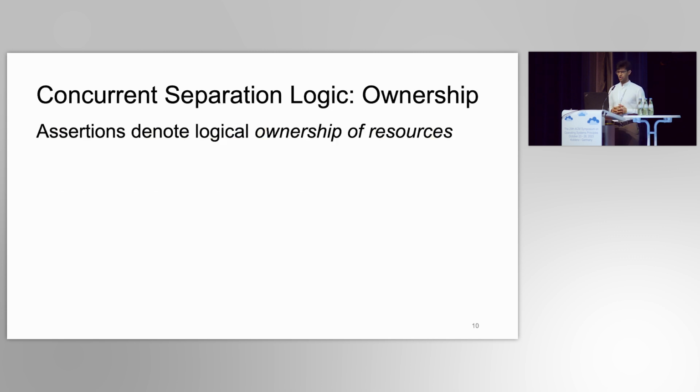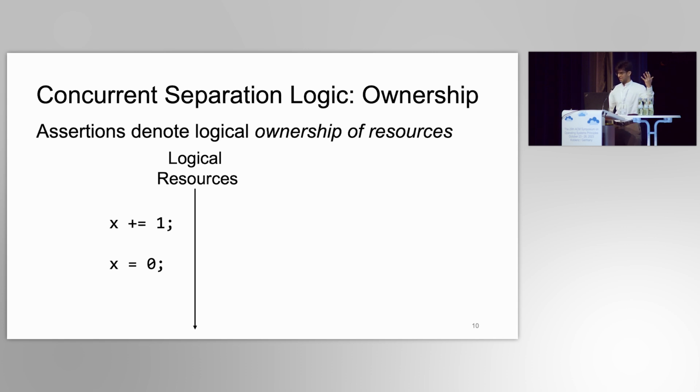So the idea behind ownership is that the assertions that we use to reason about code, that we use in proofs, don't just talk about what's true, but also denote ownership, or some sort of exclusive permission to access some resources. So the way we'll reason about a simple piece of code like this is we'll think about the resources that it owns as it executes.